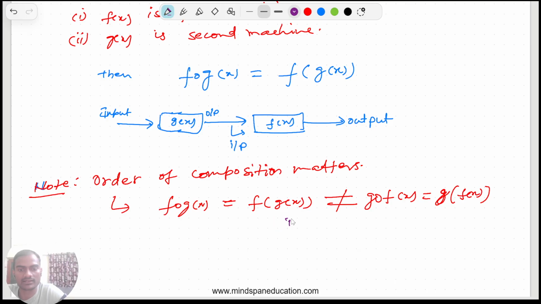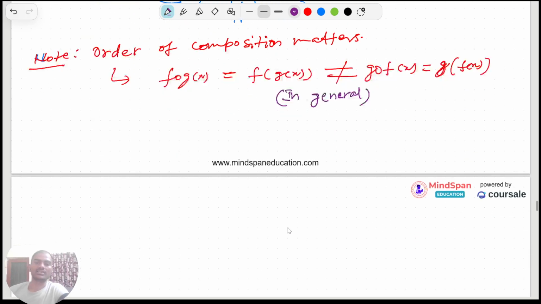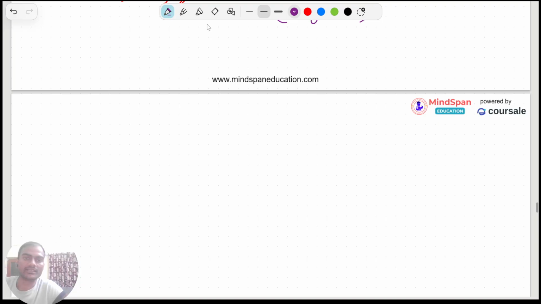Let me write here "in general". Why am I writing "in general"? In some cases, functions are defined in such a way that the expressions might be equal, but generally they are not the same. Okay, they are different. I will give one example to get a better idea. So let's take an example.